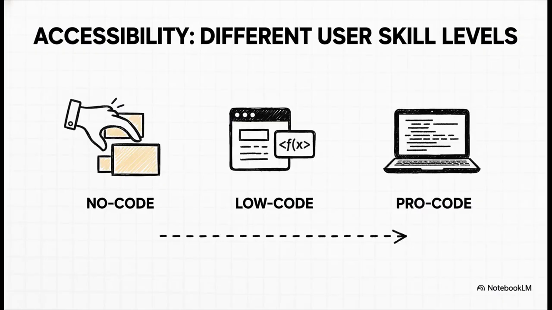Pillar number 2 is about accessibility, and it's about empowering everyone on your data team. This means a business analyst can use a simple drag-and-drop interface, while a data engineer can get in there and write some heavy-duty code. And the best part? They can all collaborate in the same environment.